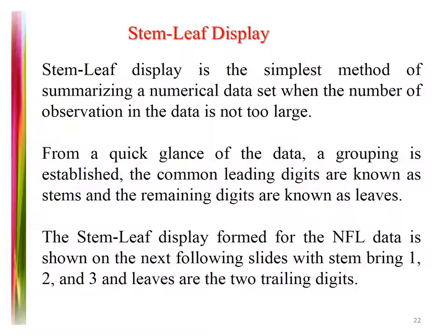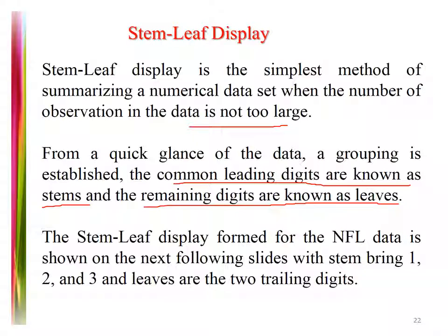Alright, so next, stem and leaf display. Stem and leaf display is the simplest method of summarizing a numerical data set when the number of observations is not too large. So this is a very easy way. From a quick Governance of the data, grouping is established. The common leading digits are known as the stem and the remaining digits as the leaves.